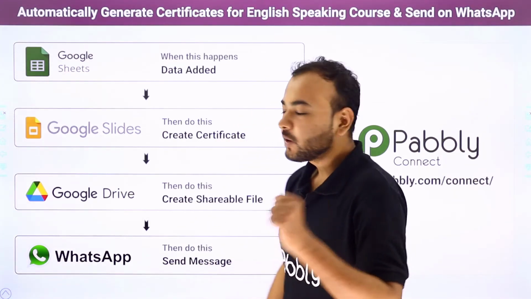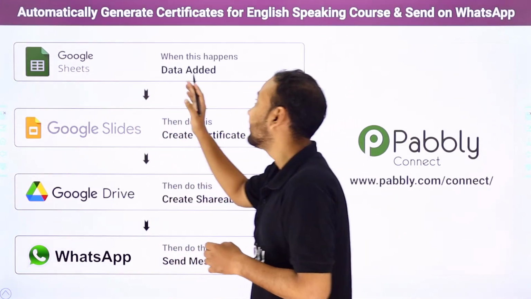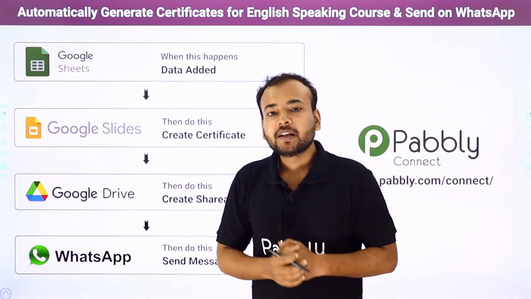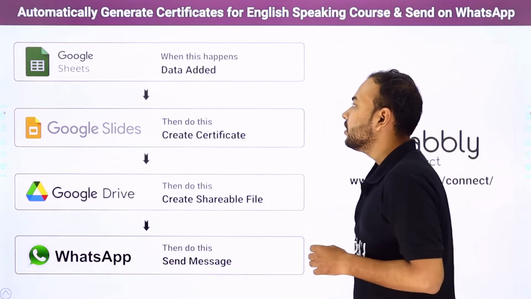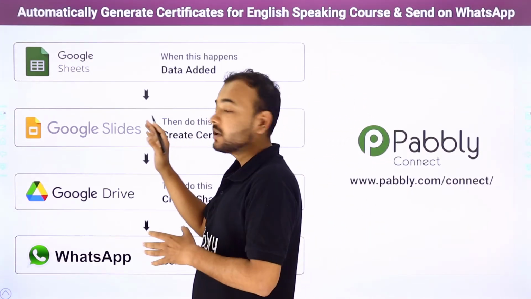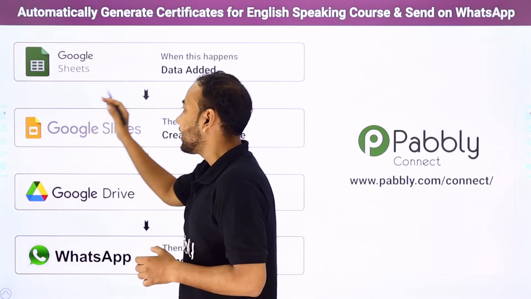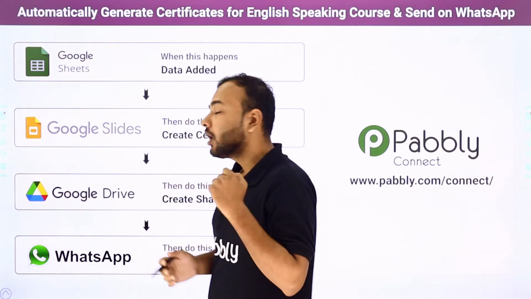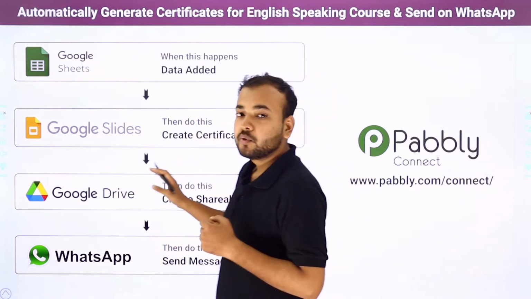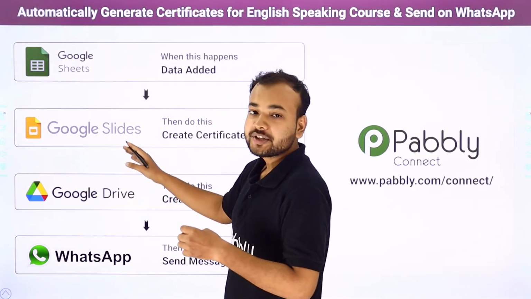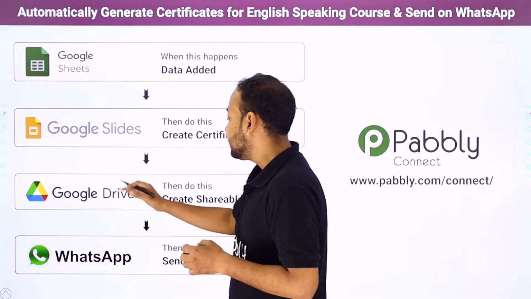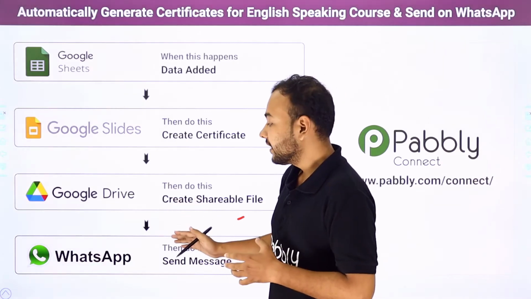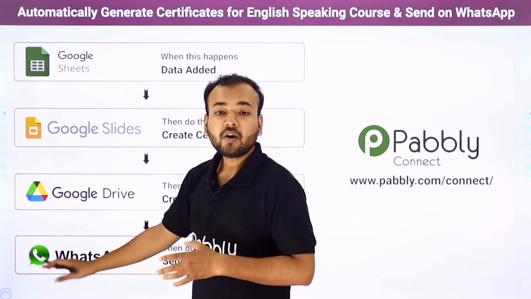So in this video you are going to learn how to automatically generate certificates for an English speaking course and send them on WhatsApp. Now let's see what is happening here. You have data of your students added in a Google Sheet, and according to that data, whenever your student completes your English speaking course, you are going to create a certificate from Google Slides, then save that certificate in Google Drive and make it shareable, and then send that certificate to the WhatsApp account of the student automatically.